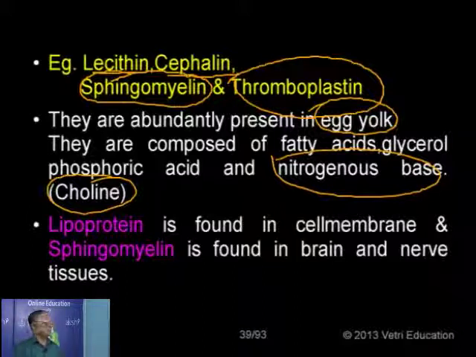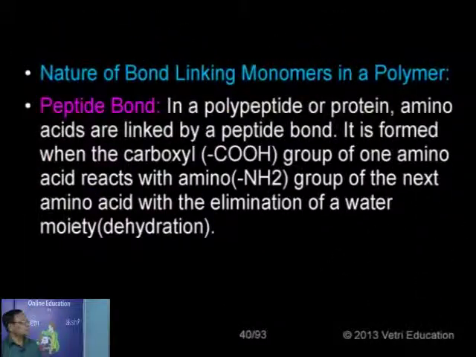Then, lipoprotein. You know that the cell membrane is a lipoprotein structure, formed of protein plus lipids. Then sphingomyelin, one of the phospholipids found abundant in the nerve cells, that is the brain, as well as in the nerve cells. So it is most abundant in the nerve cells of the brain. So this is all related to the lipids. So we have completed the products.